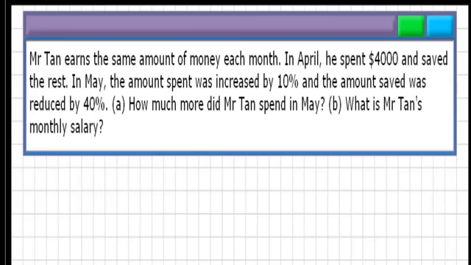A. How much more did Mr. Tan spend in May? B. What is Mr. Tan's monthly salary?